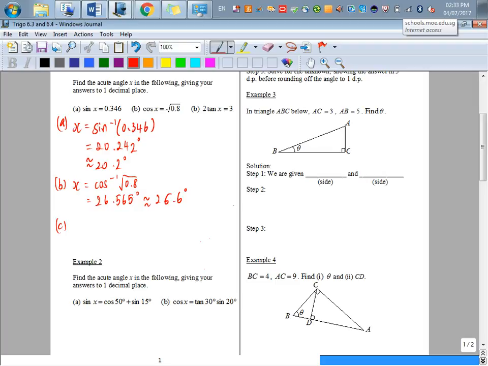How do you do inverse tangent first? There is that 2 over there. How do we get rid of this 2? We divide by 2 first. Okay?